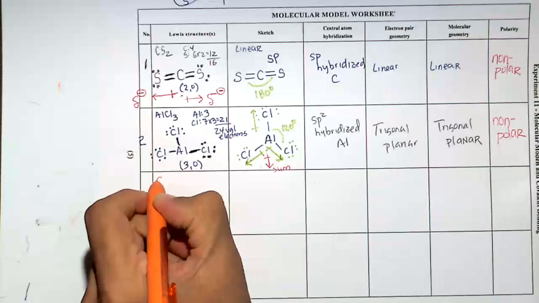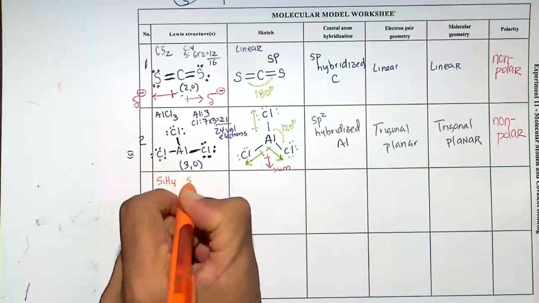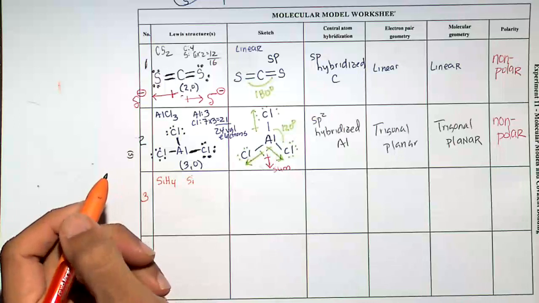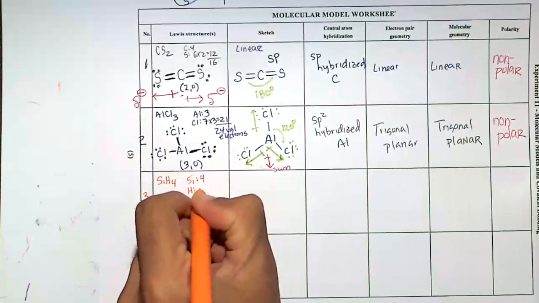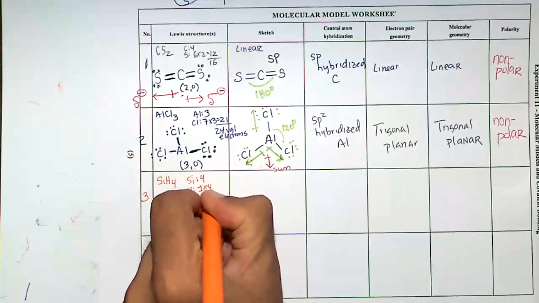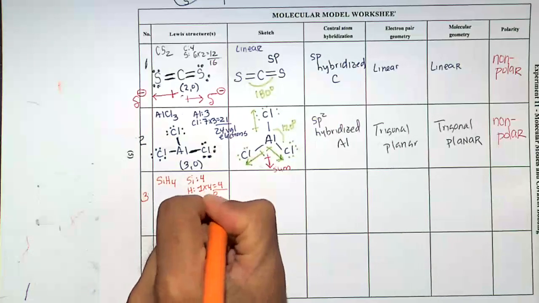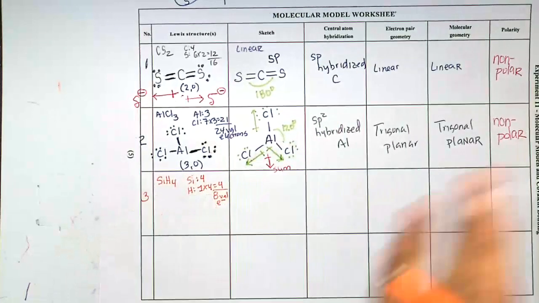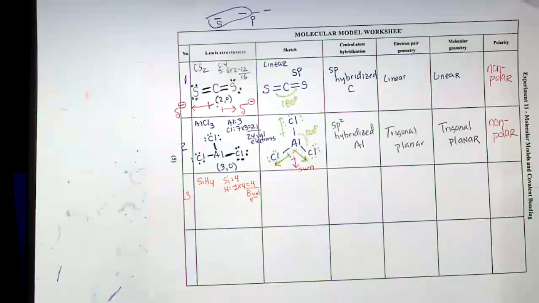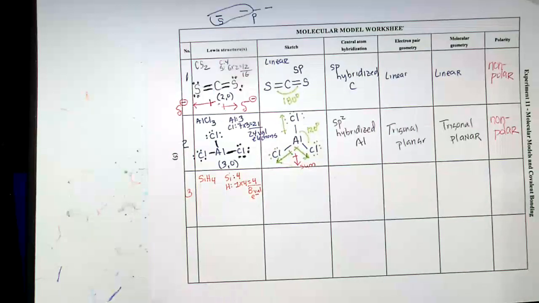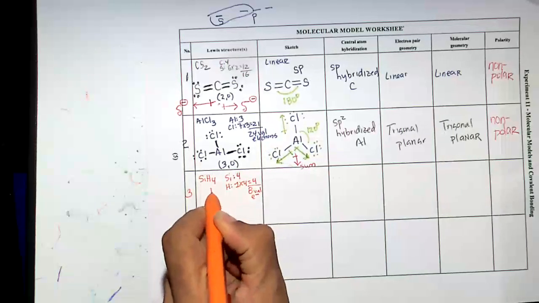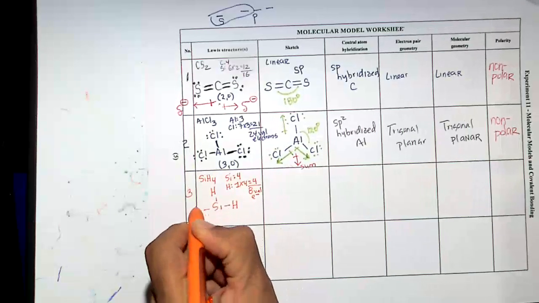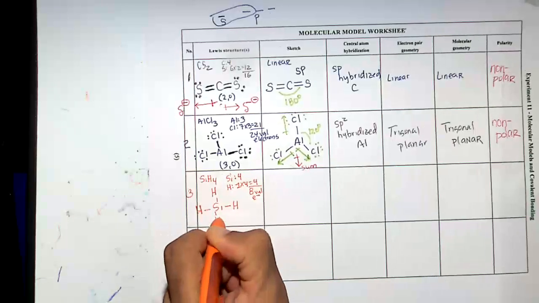Okay, SiH4. What is silicon happy at? It's right below carbon. 4. What is hydrogen happy at? 1. Okay, but we have 4 of those. So we need to get 8 valence electrons around silicon. Whatever that's called, silicon tetrahydride, tetra. So how will we draw this? Okay, a silicon with 4 H's around it.